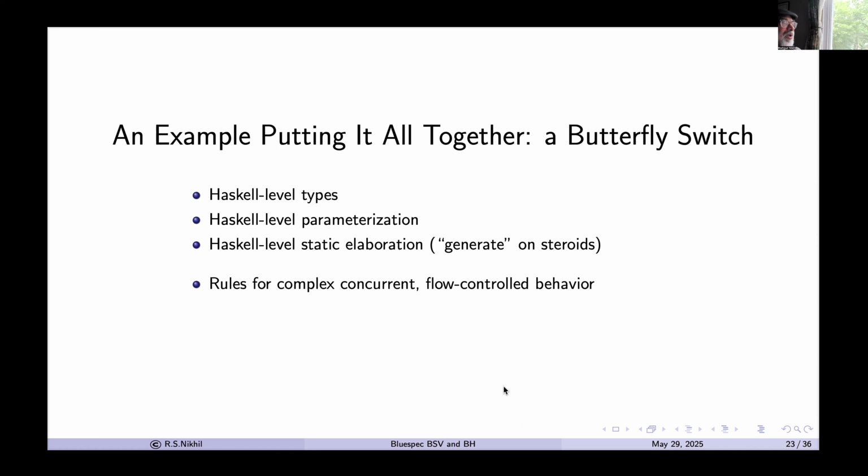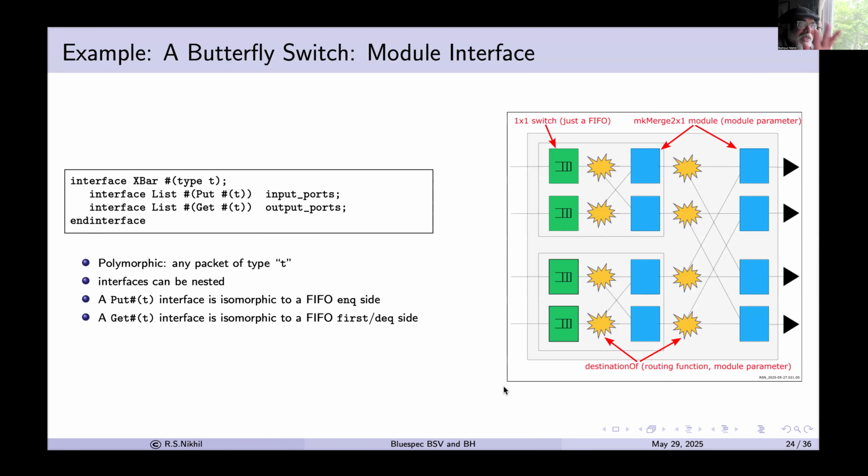Okay, so now let me show you an example that I hope will put together a lot of these different pieces that we have been alluding to: Haskell level types, Haskell level parameterization, Haskell level static elaboration, which you can think of as generate on steroids, which you also do in Chisel, right? You're using Scala, which is generate on steroids, basically. And also I'm going to talk about rules for complex flow control behavior. So the example I'm going to give you is a butterfly switch, which is illustrated in the picture on the right. And many of you might have seen such a picture before, or even designed such a gadget before.